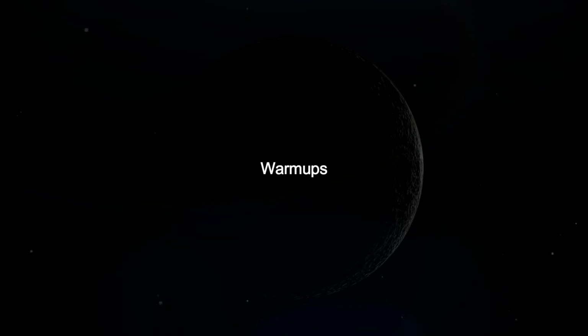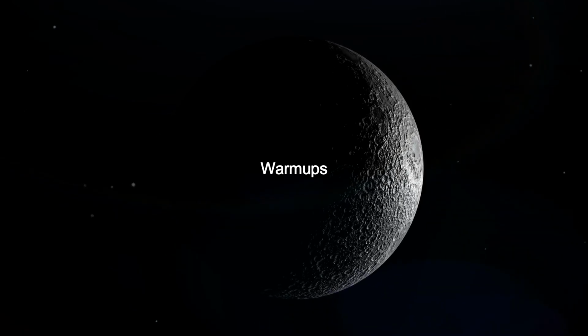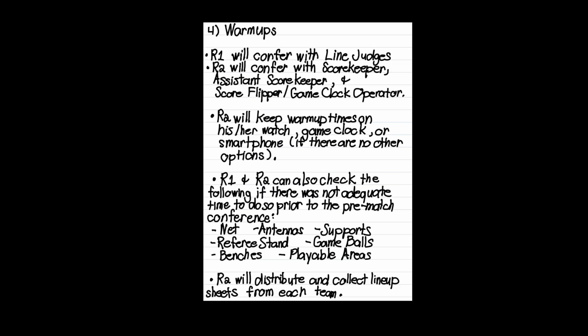Let's get into warm-ups. Warm-ups are very important for officials. During warm-ups, the first referee will confer with the line judges, while the second referee will confer with the scorekeeper, assistant scorekeeper, and score flipper or game clock operator. The second referee will also keep the warm-up time on his or her watch, a game clock, or smartphone, only if there are no other options.